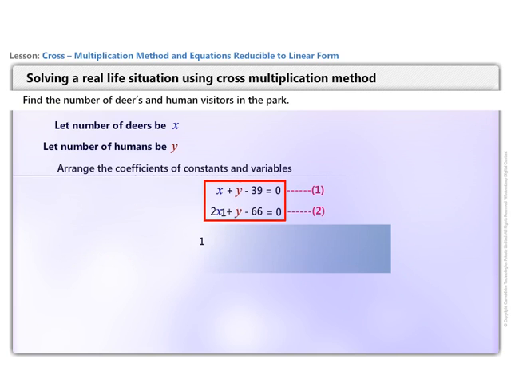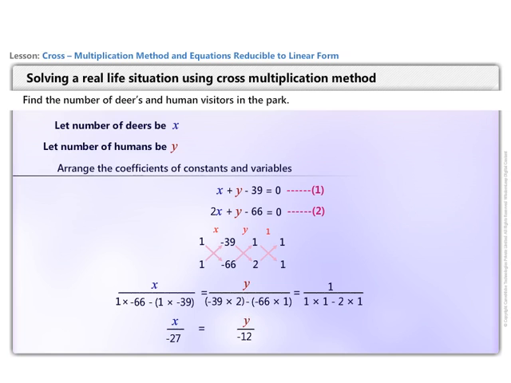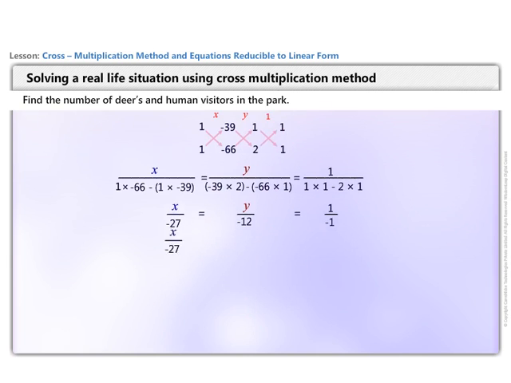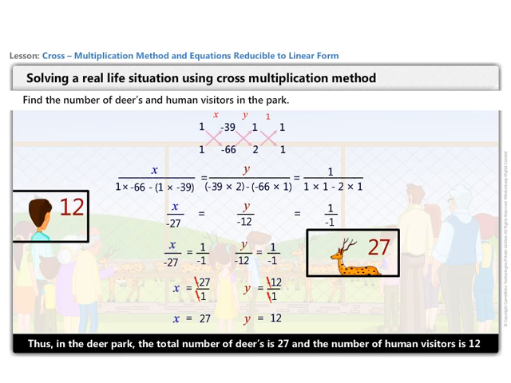Arrange the coefficients of constants and variables as shown in figure. Using the above equation and cross-multiplying, we get x by minus 27 is equal to y by minus 12, that is equal to 1 by minus 1. On simplification, we get x is equal to 27 and y is equal to 12. Thus, in the deer park, the total number of deers is 27 and the number of human visitors is 12.